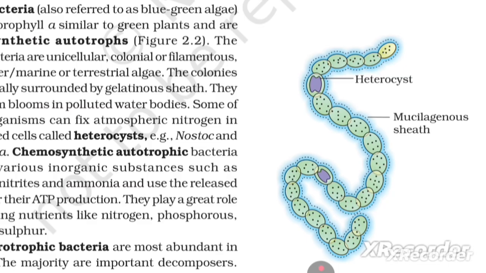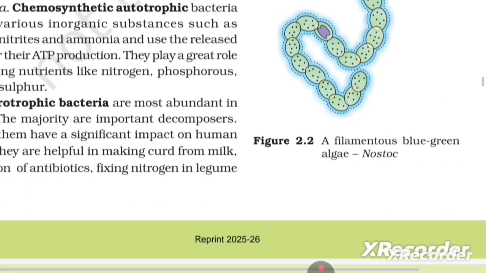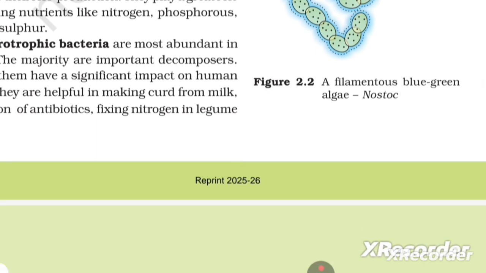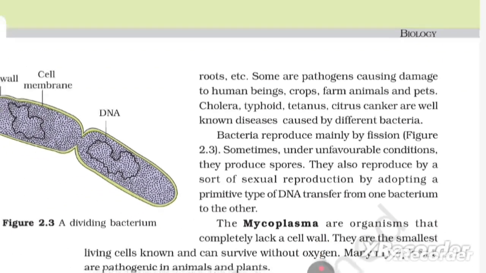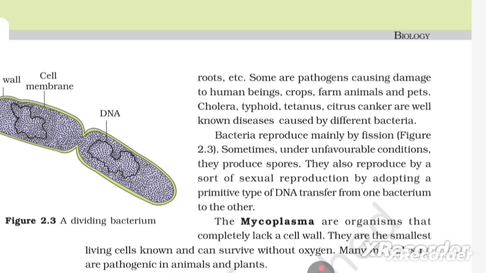Heterotrophic bacteria are most abundant in nature. The majority are important decomposers. Many of them have a significant impact on human affairs. They are helpful in many ways, making curd from milk, production of antibiotics, fixing nitrogen in the roots of leguminous plants, etc. Some are pathogens, causing damage to human beings, crops, farm animals, and pets. Cholera, typhoid, tetanus, and citrus canker are well-known diseases caused by different bacteria.